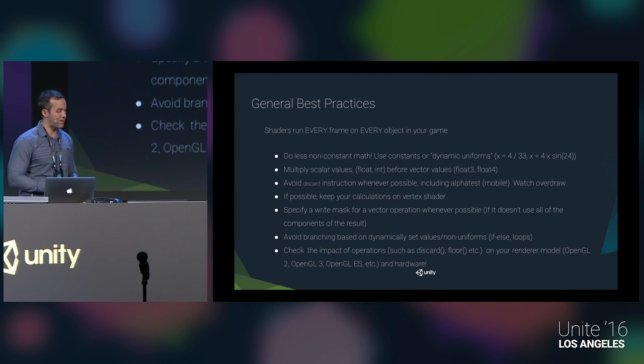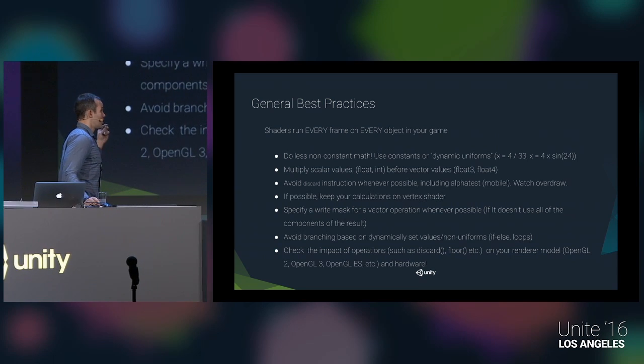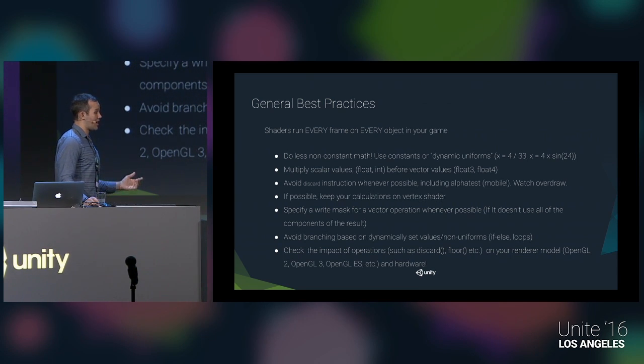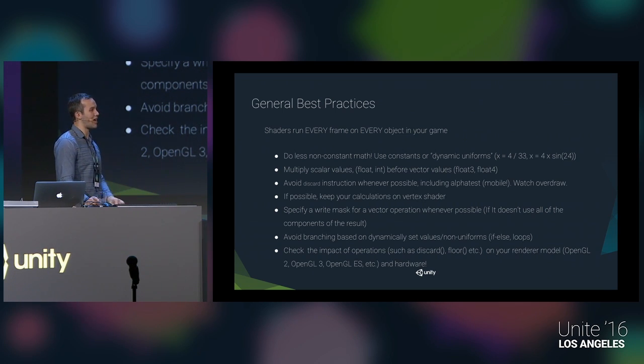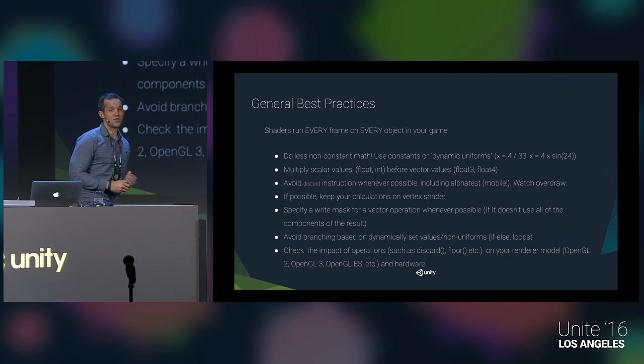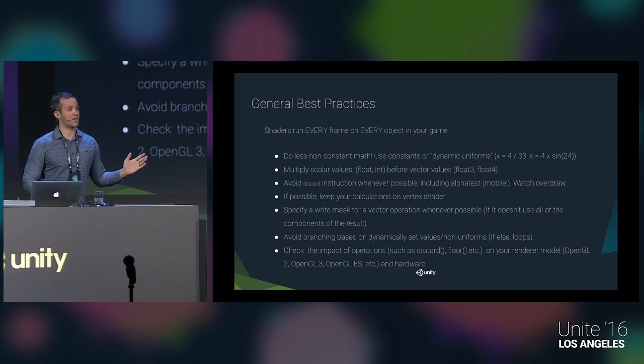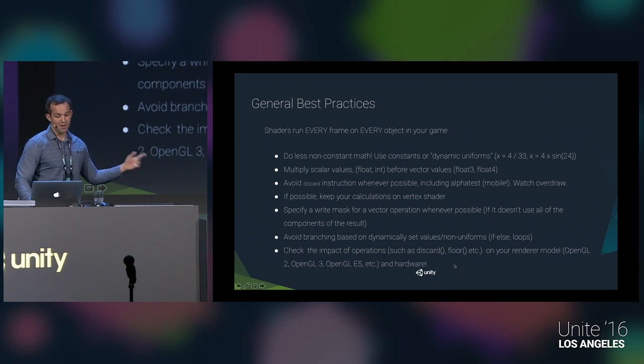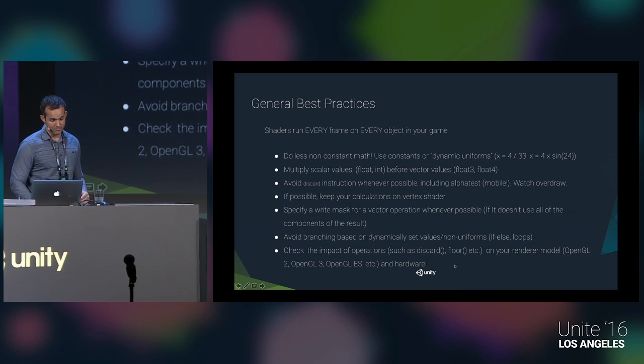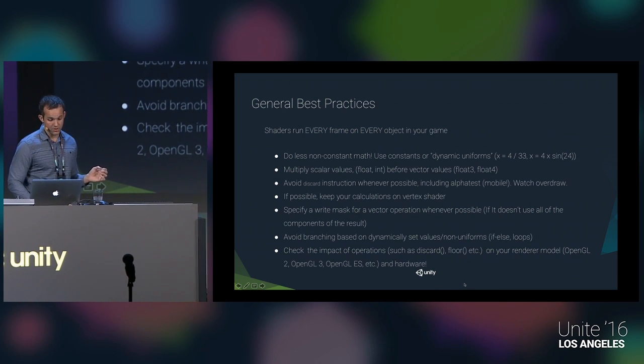Specify a write mask. That means essentially when you are setting values in your shaders, don't assign to fields that are not necessary. So if you have a position field, and you just want to set X and Y to 1, don't set X, Y, Z, and W to 1. Just set X and Y to 1. That will actually get optimized at compilation time, and your program will run just a little bit faster.